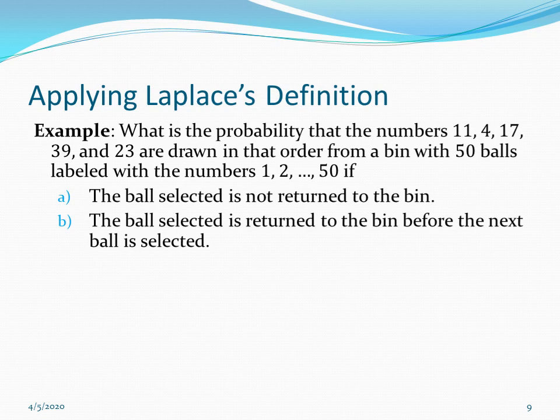A, if the ball selected is not returned to the bin. This is called selecting or sampling without replacement. And also we would like to calculate the probability if the ball selected is returned to the bin before the next ball is selected. This is sampling with replacement.